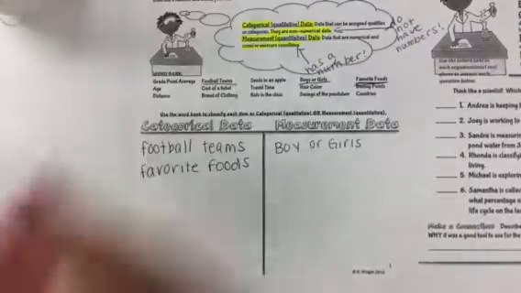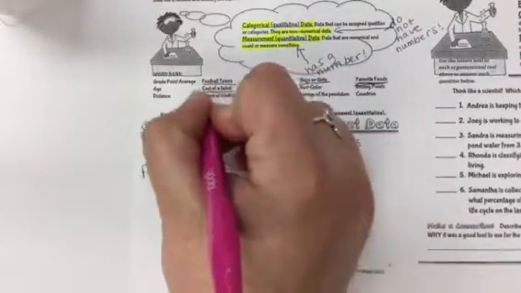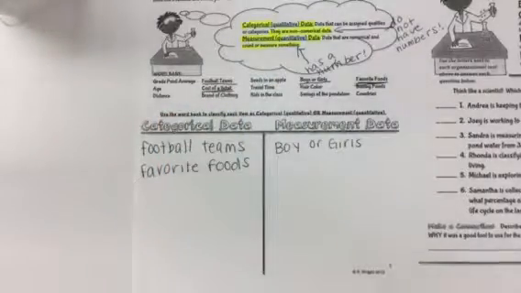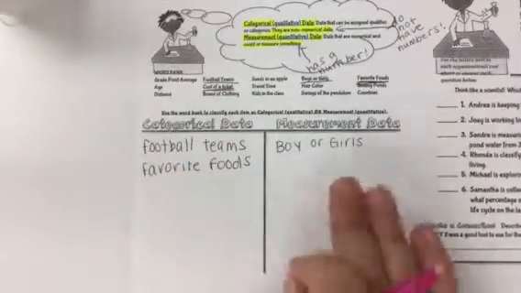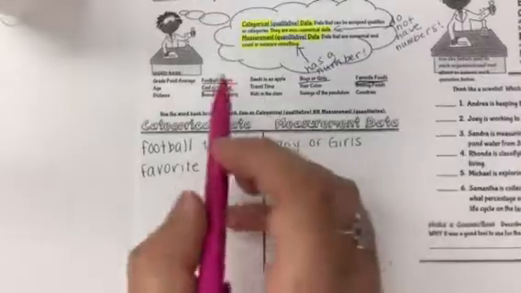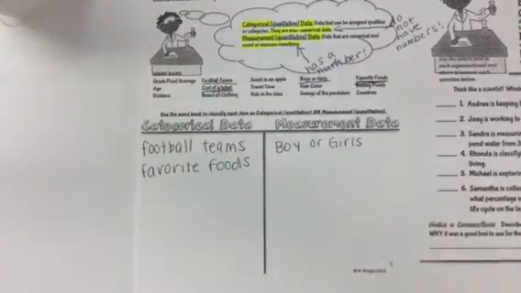All right, what about the cost of a ticket? Be careful, Ben. The cost of a ticket, go ahead and figure that one out on your own. Is it categorical data or is it measurement data? The cost of a ticket.